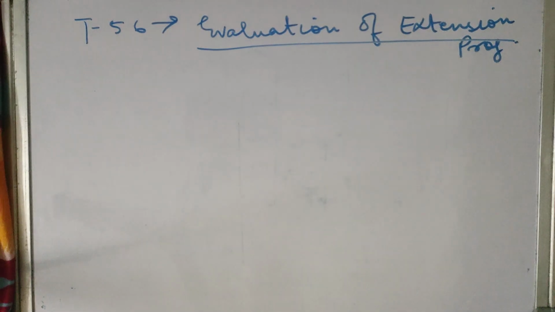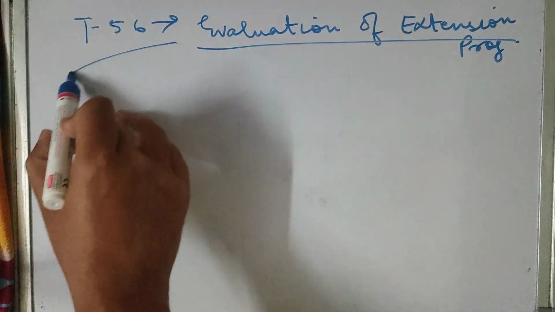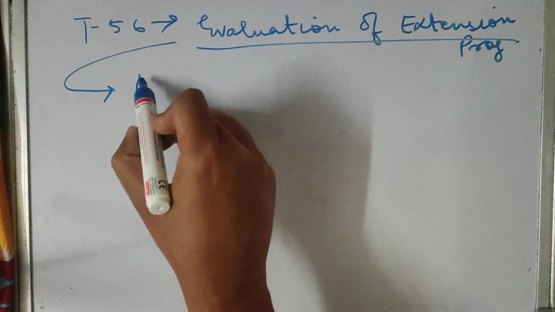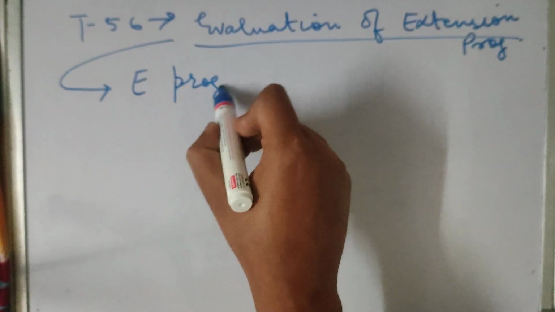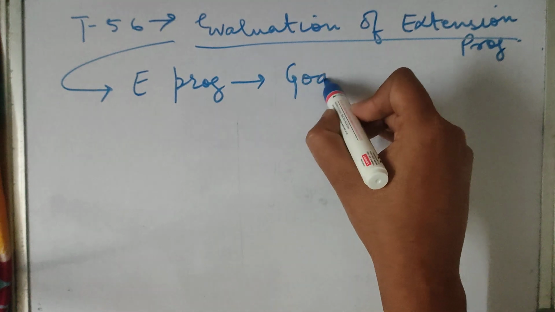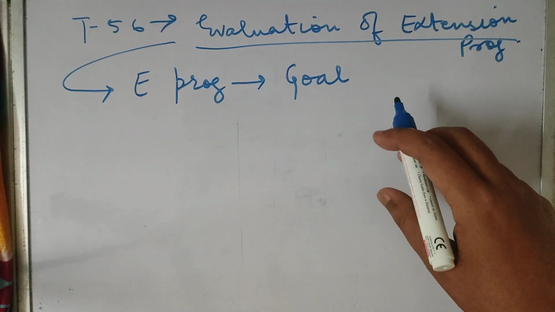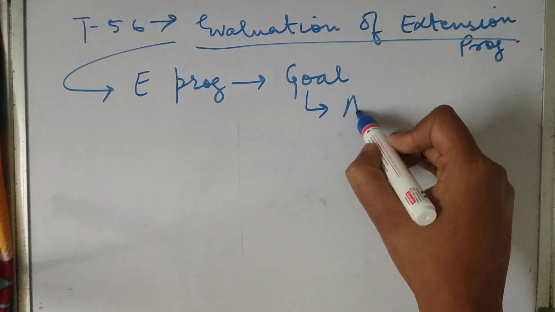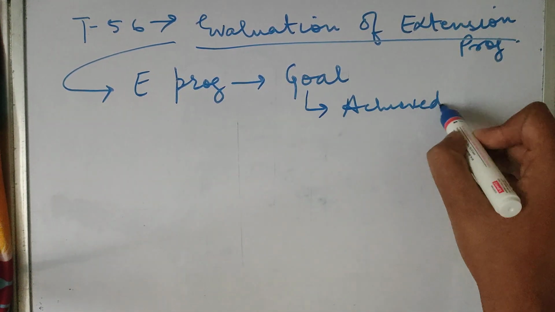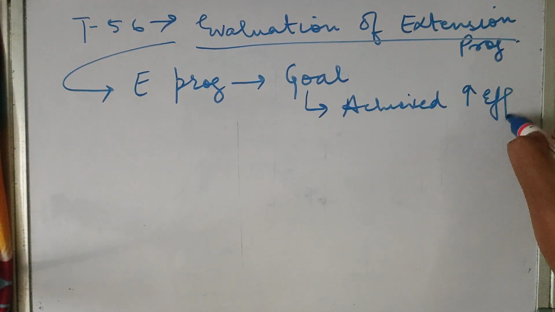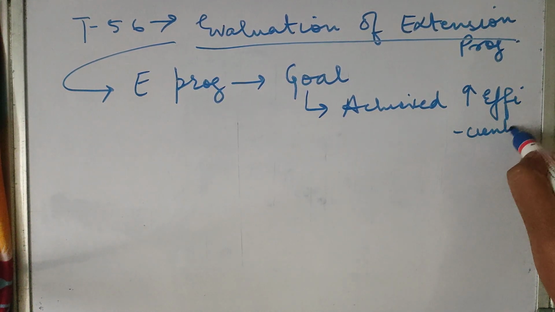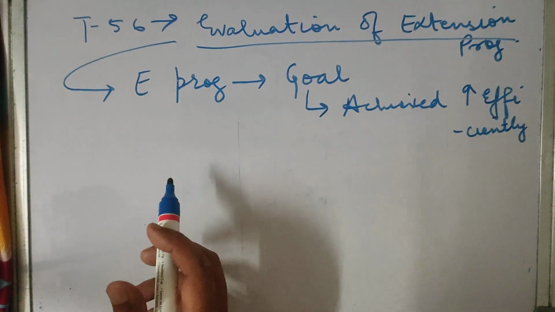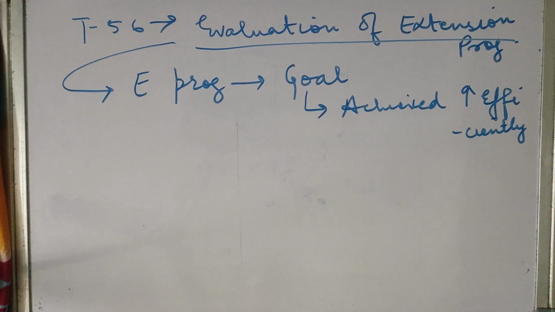Evaluation is used to determine whether an extension program has achieved its goal, or whether the goals could have been achieved more efficiently. So here we see whether the goal of the extension program is achieved or it could be achieved more efficiently.